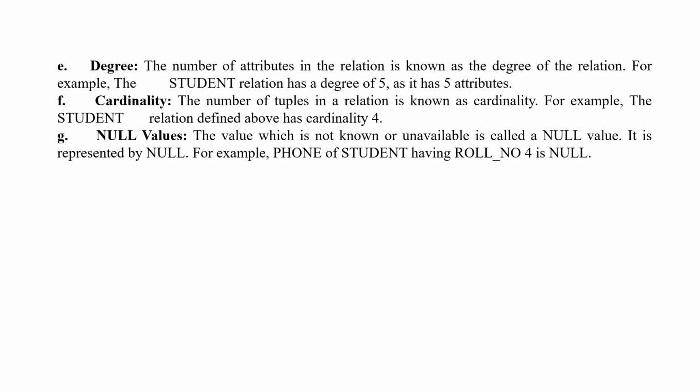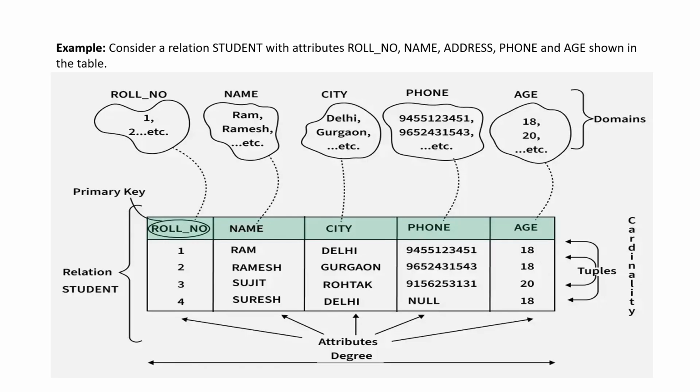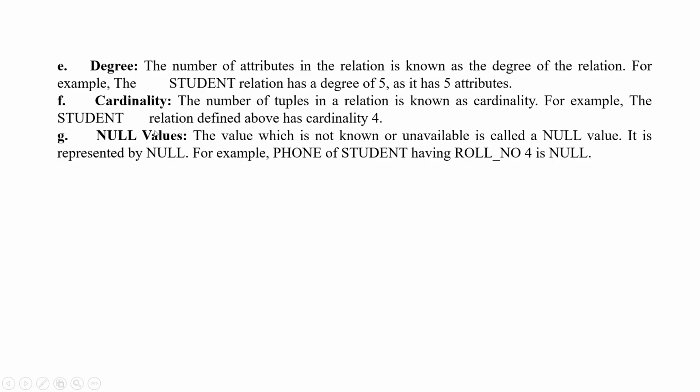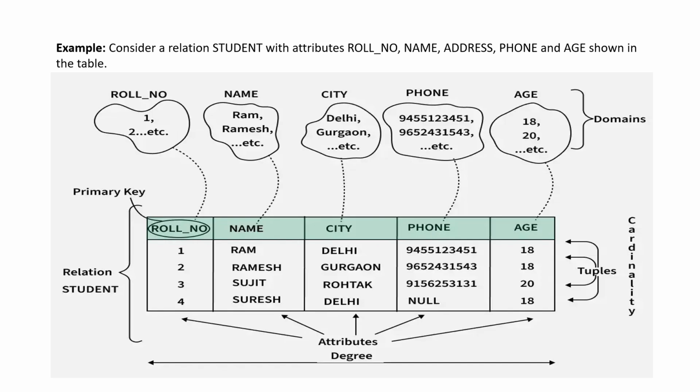Now degree. The number of attributes in the relation is known as the degree of a relation. By considering this example, this has 5 different attributes. So the degree is 5 for this example. The 5 attributes are roll number, name, city, phone, and age. Now cardinality. The number of tuples in a relation is known as cardinality. In this example, the cardinality is 4 because it has 4 tuples.